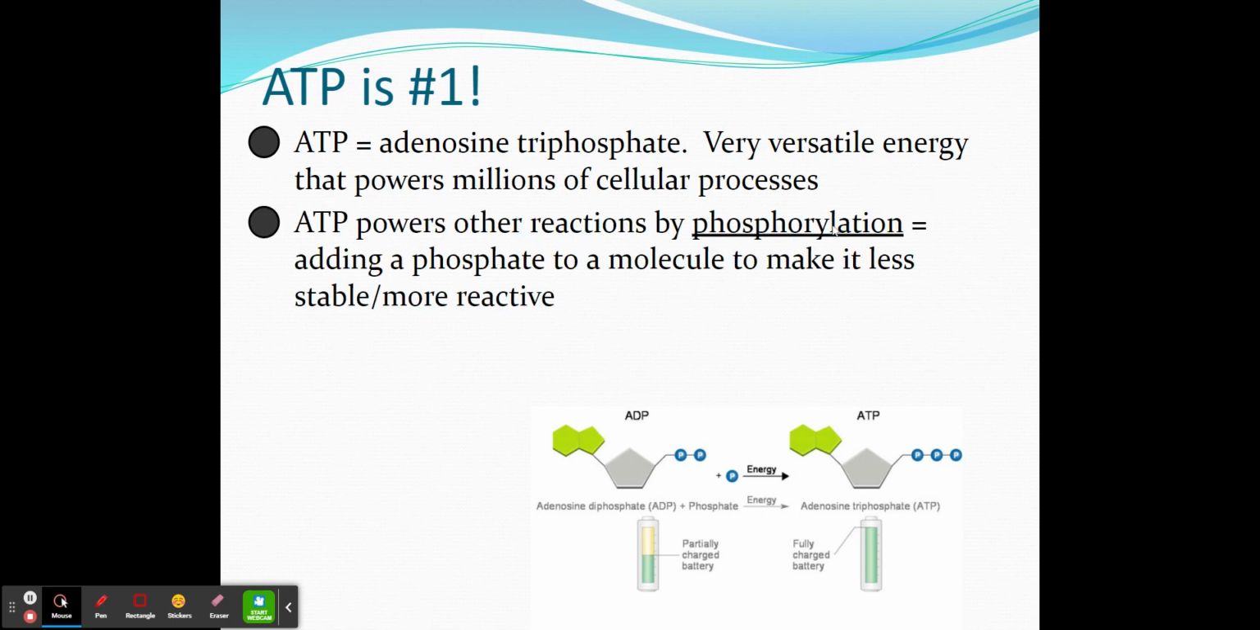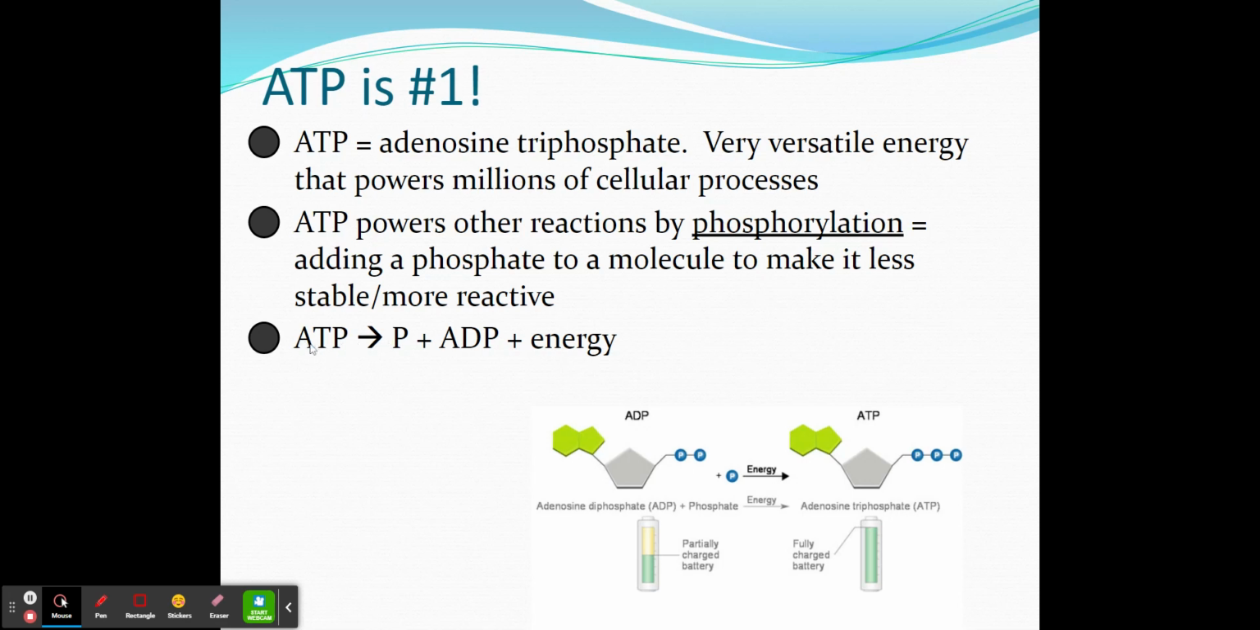A verb you need to know is phosphorylation. That is adding a phosphate. So when we say phosphorylation during this process, what we're doing is we're phosphorylating ADP. Phosphorylate, add the third phosphate to make ATP. Okay, and then we're going to do the opposite. This would be called dephosphorylation, which you don't need to know, but that's the opposite. Removing a phosphate is dephosphorylation.